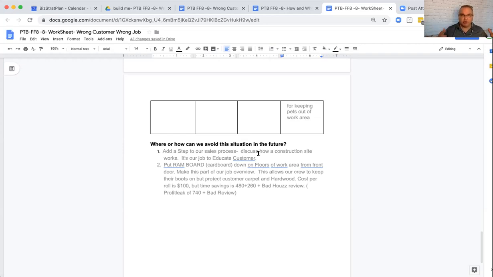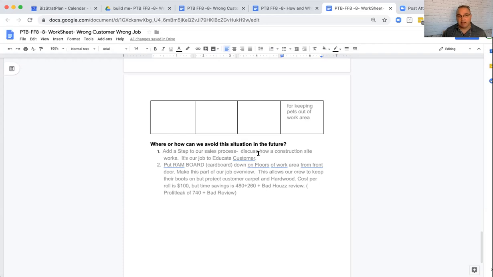There's different brand names for it in different parts of the world and in the country, but just buy RAM board to put down on the floors of the work area from the front door and make this part of our how a construction site works checklist or flowchart, right? Allows my crews to keep their boots on, but keeps our customers' house protected. The carpet and the hardwood doesn't get scratched up, right? People get very finicky about those things, and as they should, right? They're going to live with those scratches and they're going to see them every day.